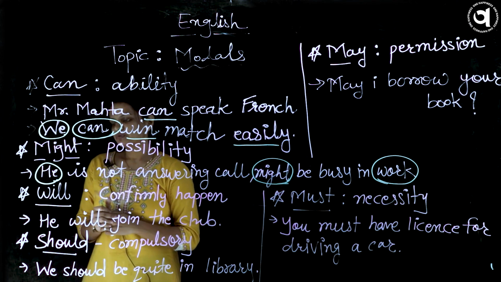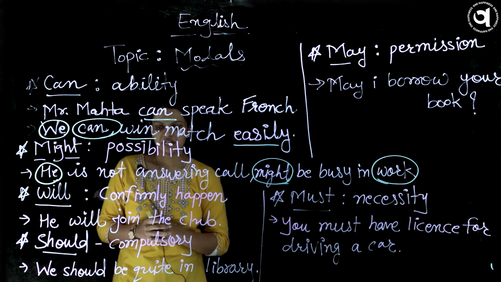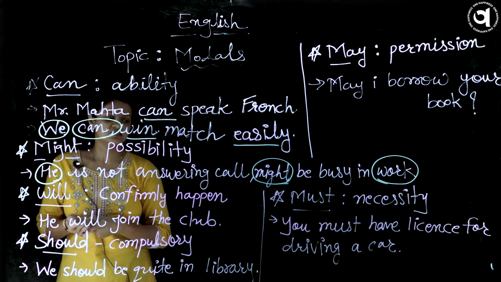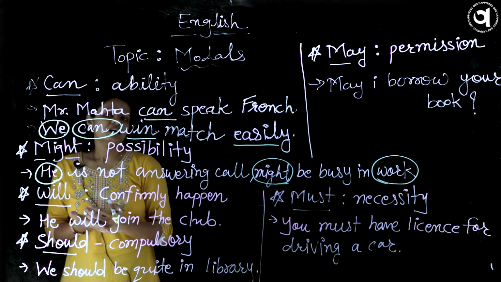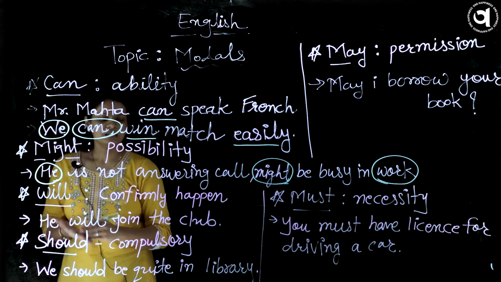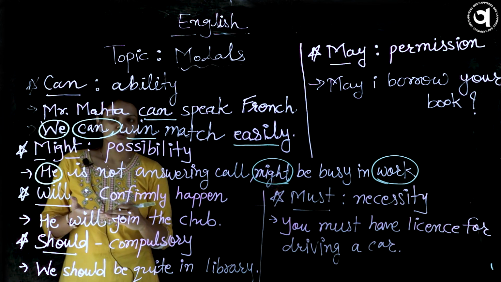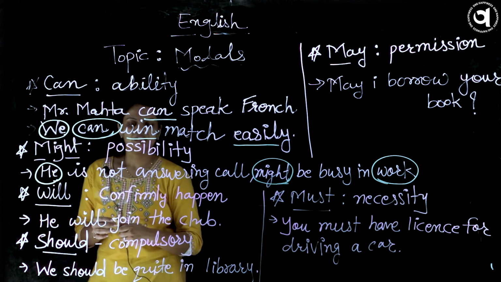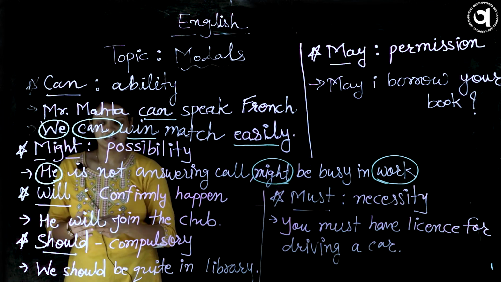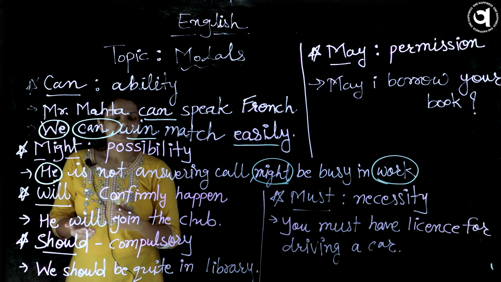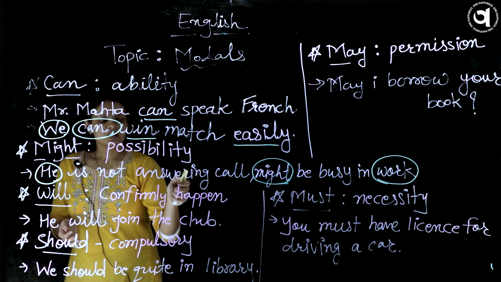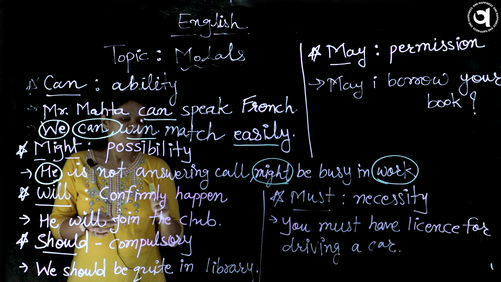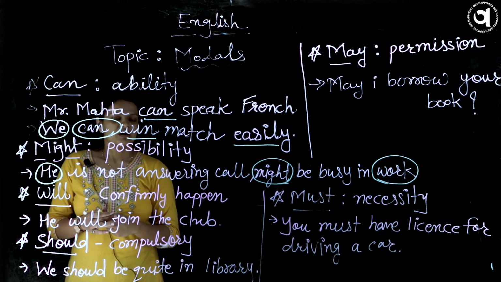The next word is will. Normally we use will with the future tense, but here will also indicates something that we have scheduled or firmly set to do. If I say, I will come there in 20 minutes, then I am surely saying that I will come there. I am expressing the confirmation and surety of my verb.